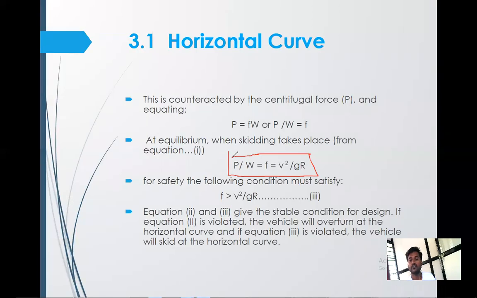So for the safety factor, we must satisfy the condition that f should be greater than V square upon gR. That is, the coefficient of lateral friction should be greater than V square upon gR. Write down these two conditions.